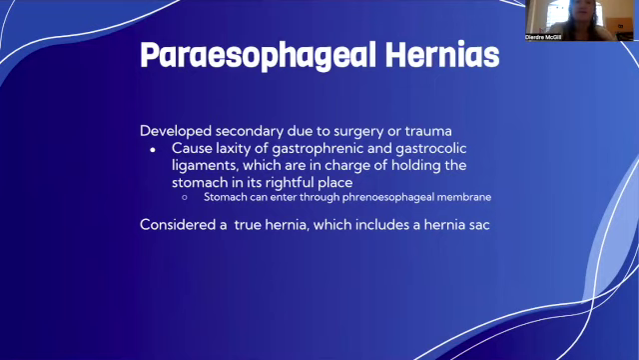Paraesophageal hernias, so this was the second one, are developed secondary to surgery or trauma. This will cause laxity of the gastrophrenic and gastrocolic ligaments, which are in charge of holding the stomach in its rightful place. So it's important in keeping that stomach down instead of allowing it to come up, kind of what we saw in that picture.